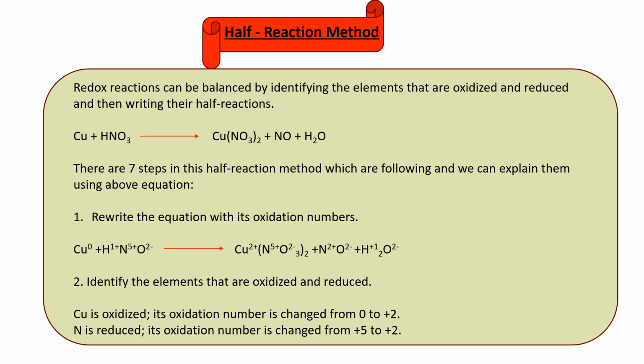H2O. There are 7 steps in this half reaction method, which are following, and we can explain them using the above equation. First step is rewrite the equation with its oxidation numbers. So we write copper and every element with its oxidation number. Second step is identify the elements that are oxidized and reduced. In this reaction you can see copper is oxidized, its oxidation number is changed from 0 to +2. Nitrogen is reduced, its oxidation number is changed from +5 to +2.